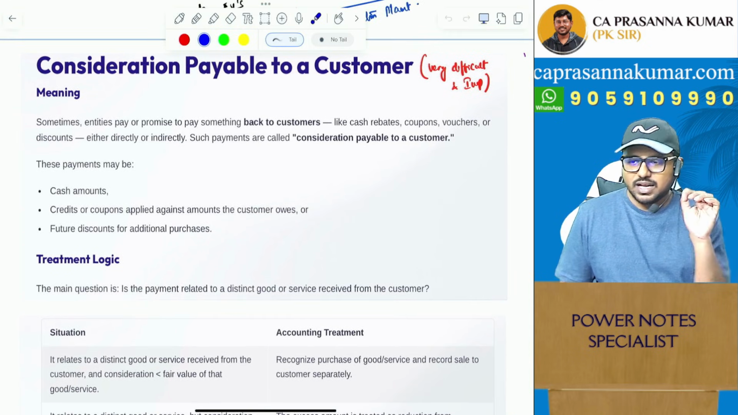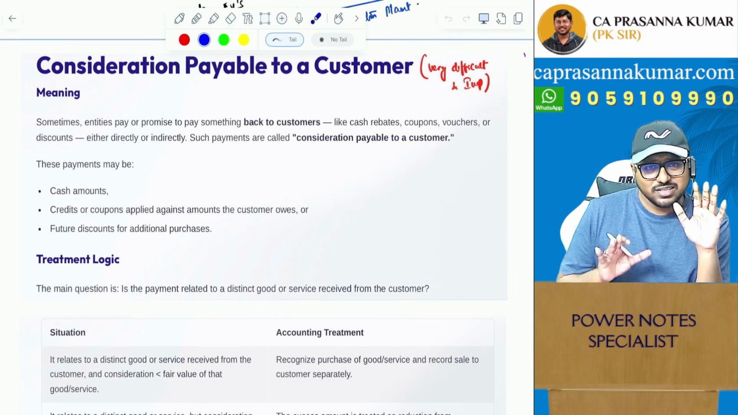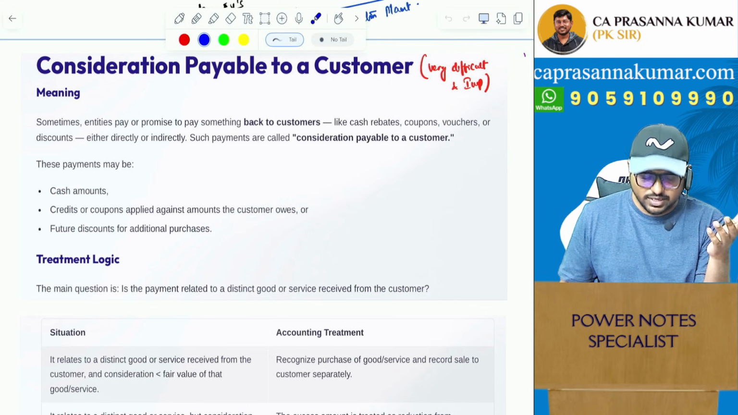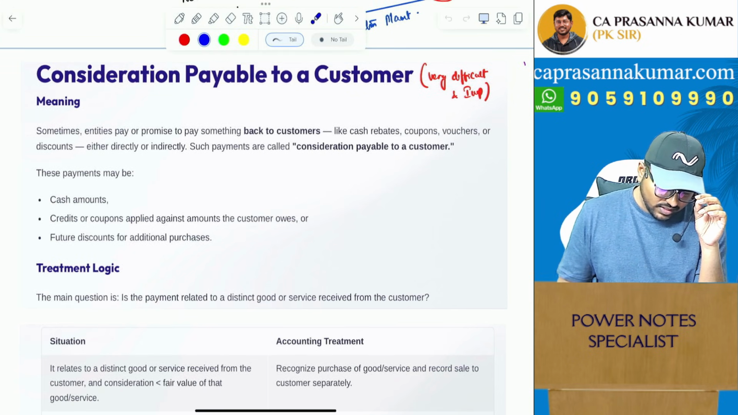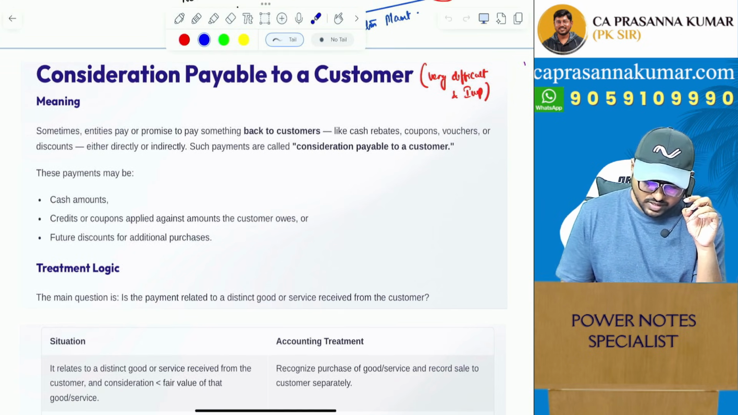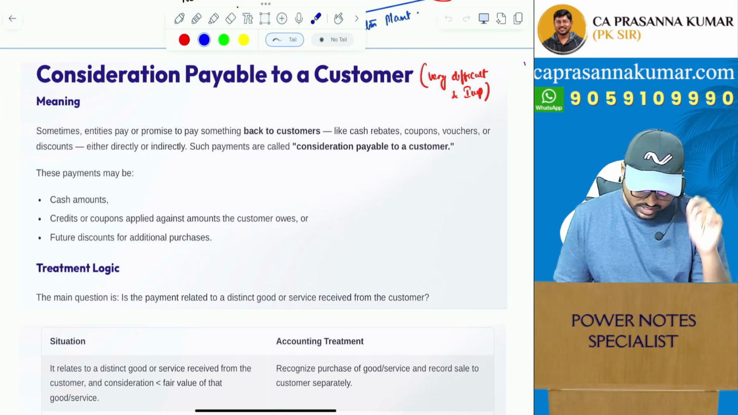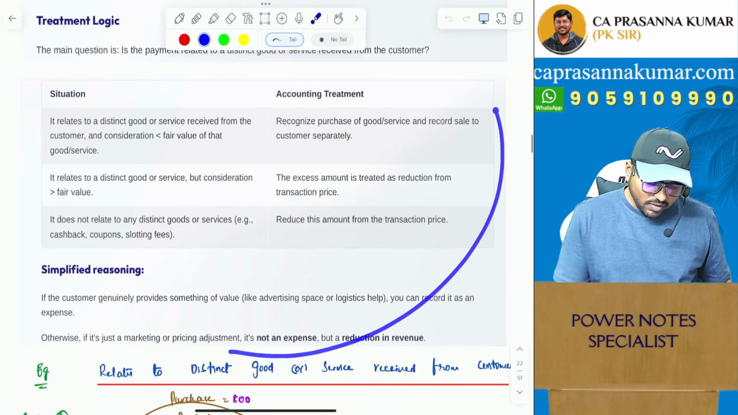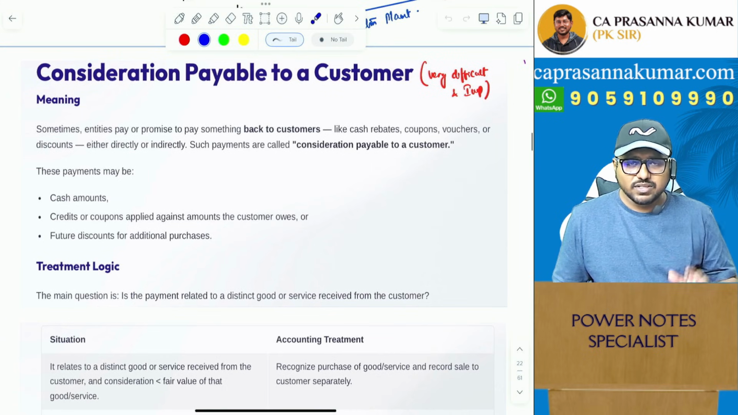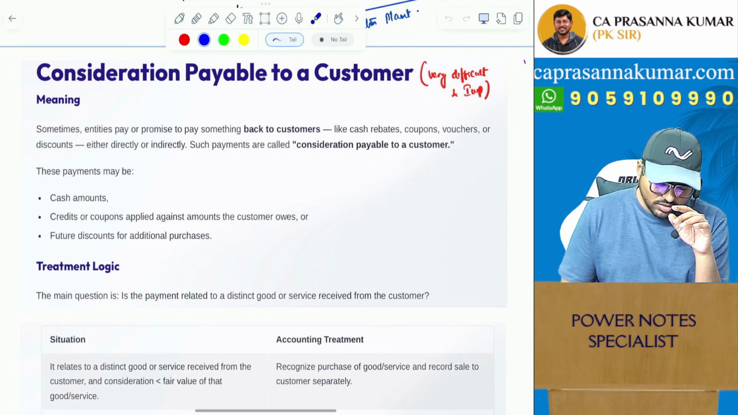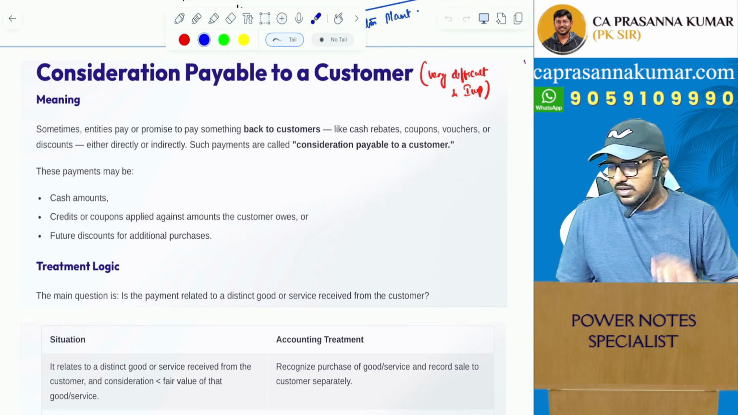Next, consideration payable to customer. We are still in step 3 only. I told you step 3 is very big and very important. We are still in step 3. Consideration payable to customer. I have written here very difficult and important. You will understand it. Why is it like that? Right now, we will not be discussing completely, because after that, there are certain special cases. There also this consideration payable to customer will come. Right? Ready?